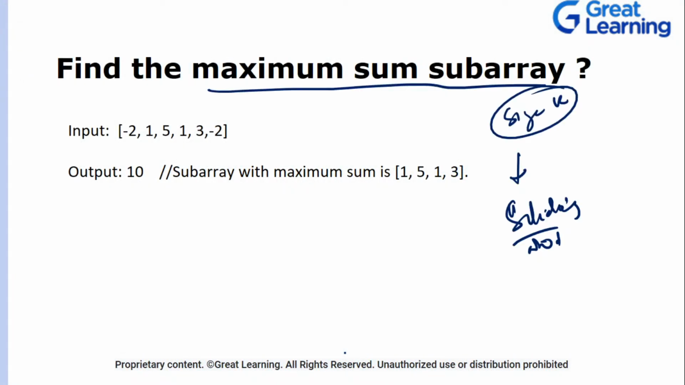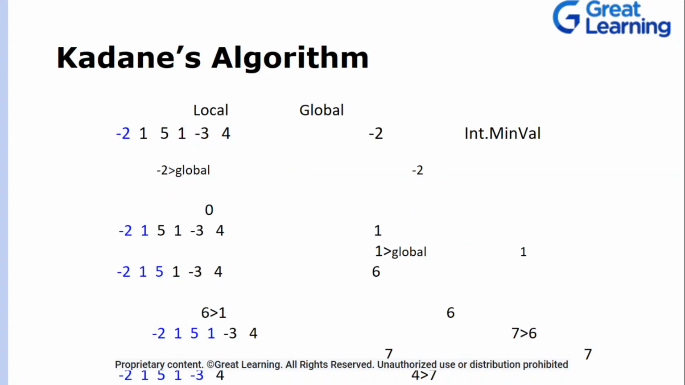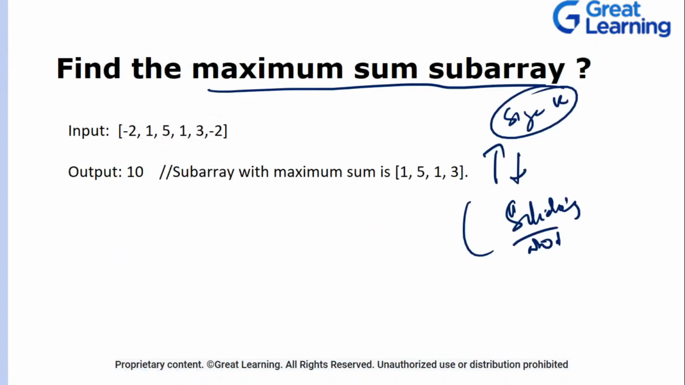Cool. So now you cannot use sliding window because you don't know the window size. Now the window size is not given to you. Now over here, the most efficient algorithm that you should use is known as Kadane's algorithm. This is the most important algorithm when you don't know the window size.